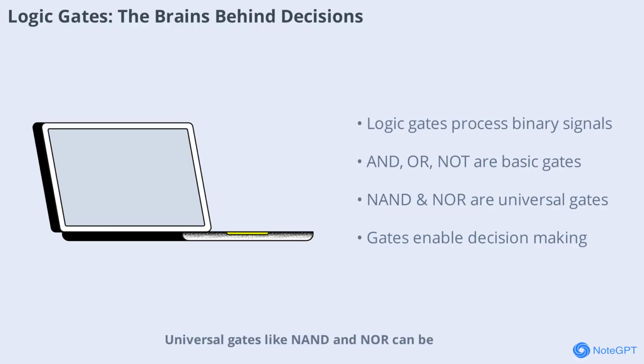Universal gates like NAND and NOR can be used to create any other type of logic gate, making them essential for building complex circuits. These gates are the foundation of all digital electronics, enabling computers to perform calculations, make decisions, and execute instructions. By combining these gates in various ways, computers can process everything from simple arithmetic to complex algorithms.